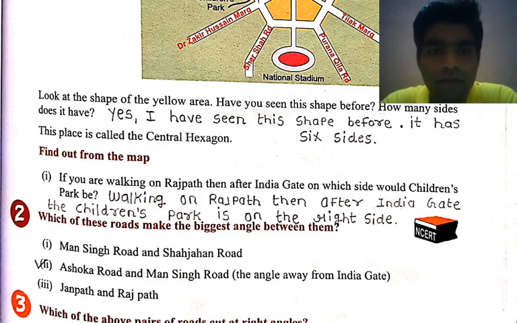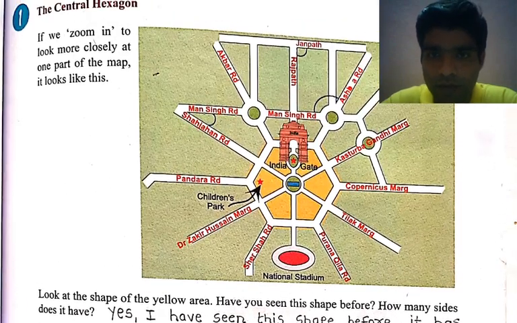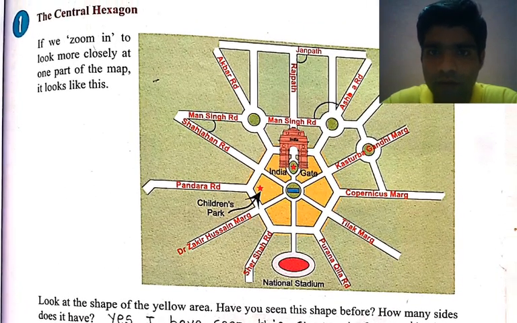Your question is: which of these roads make the biggest angle between them? Your options are given to you: Mansingh Road and Shahjahan Road, Ashoka Road and Mansingh Road, and Janpath and Rajpath. By using these three options, we have to obtain the answer. The three angles are already given to you, and we check them one by one.